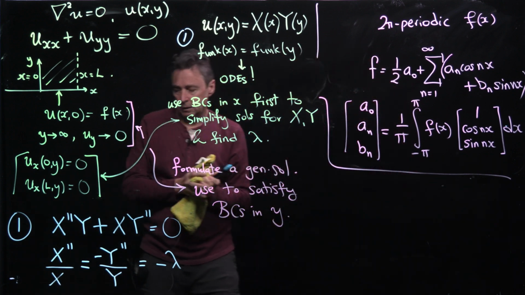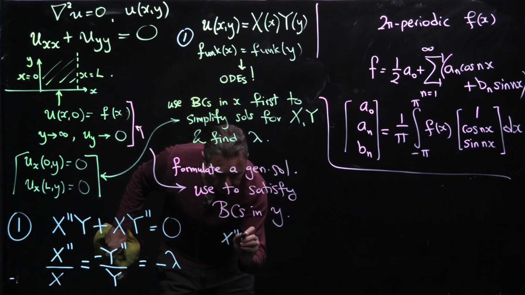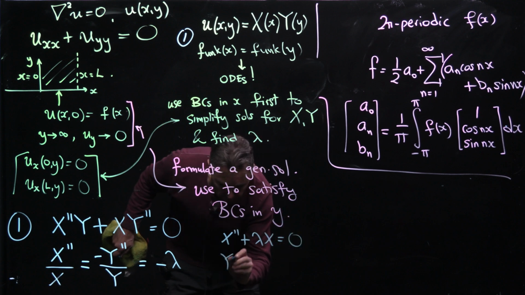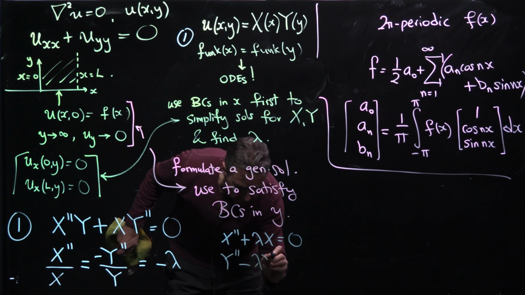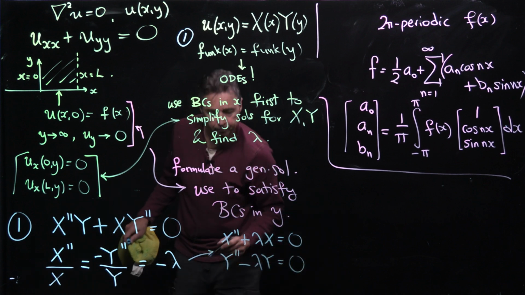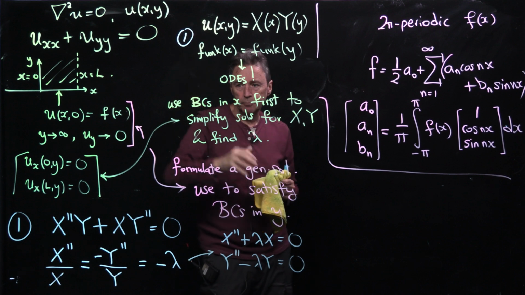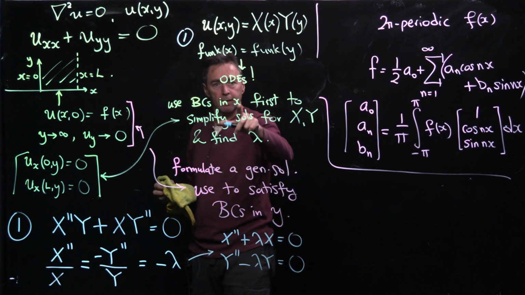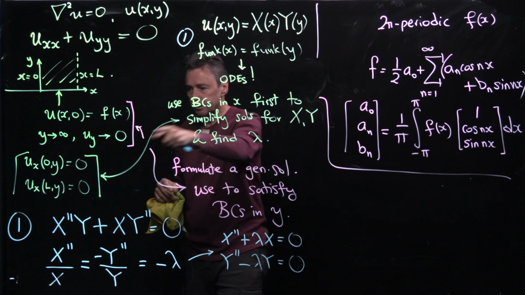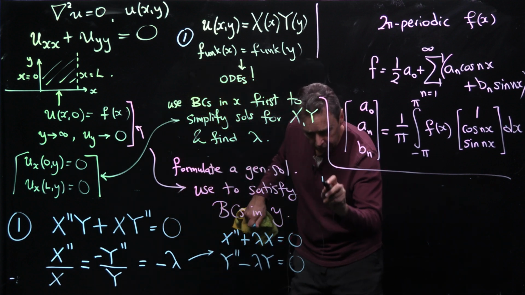That was this part. I've got my ODEs. I've got X prime primed plus lambda X is equal to 0, and I've got Y prime primed minus lambda Y is equal to 0. That's what I get from there. Okay. Job done there. Now I have to solve them and then use these boundary conditions. Okay, so let's do that.